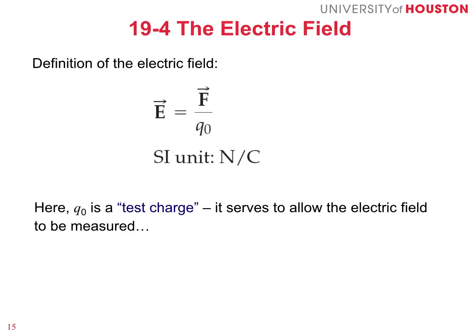If we think of the electric field just due to a point charge, we can show using Coulomb's law that this will equal k times Q divided by r squared, where r is the distance you are away from the charge itself.